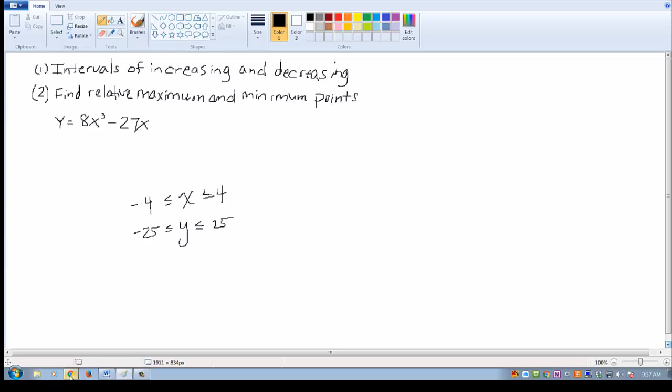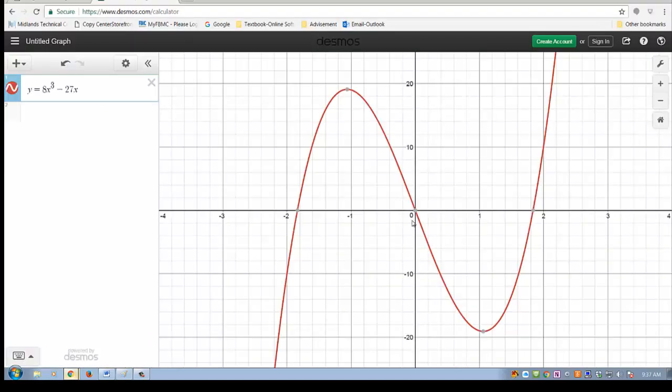Let me show you a picture of the graph right now. So here's a picture of the graph. Here is the maximum value, and here is the minimum value. You want to practice on your calculator finding those because you won't have Desmos to use.